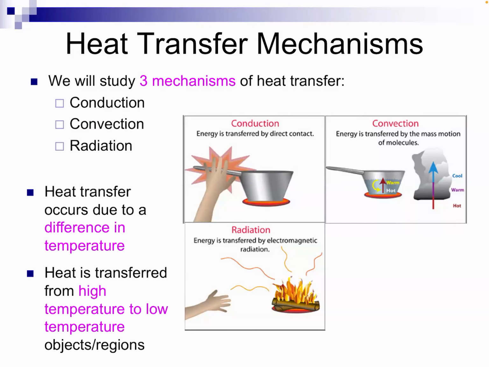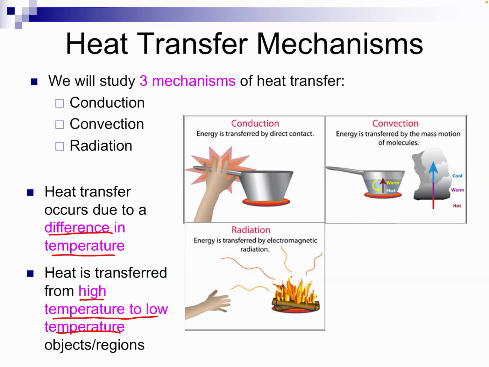So just a few concepts to keep in mind as we learn the different heat transfer mechanisms. Heat is only transferred if there is a difference in temperature, right? If there are two objects, one of which is hotter or at a higher temperature than another object, that's when heat transfer occurs. If you have two objects at the same temperature, then those objects are at thermal equilibrium and heat is not transferred between them. The direction of heat transfer is always from high temperature to low temperature objects or regions.